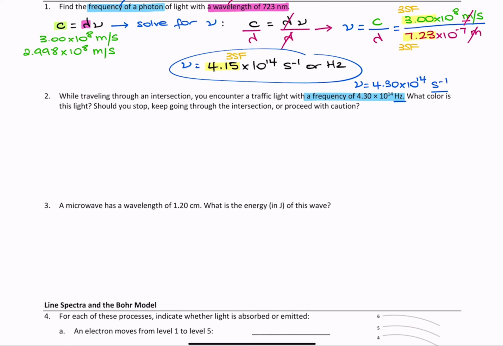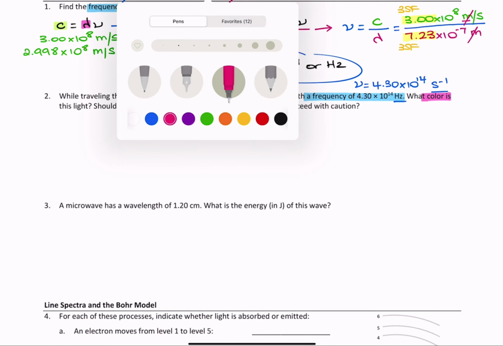So we know there's 3 colors for the light. Either it's red, orange, or green. And the question is, should you stop, keep going through the intersection, or proceed with caution? Well, what you should know is the color is directly linked to the wavelength. Therefore, since we are looking for a color, we will be looking for the wavelength lambda.